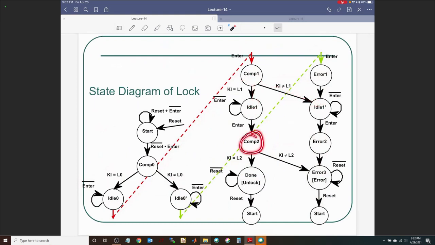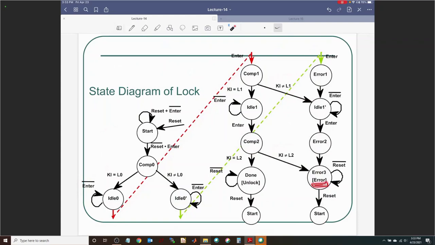We do the last comparison here. You could be correct or you could be wrong. So there are paths for you to jump to the error path, the bad path, at three different times. Comparison of L0, comparison of L1, comparison of L2. Every time you're wrong, you're going to the other path here. However, you are not signaling error until you reach all the way to the end.